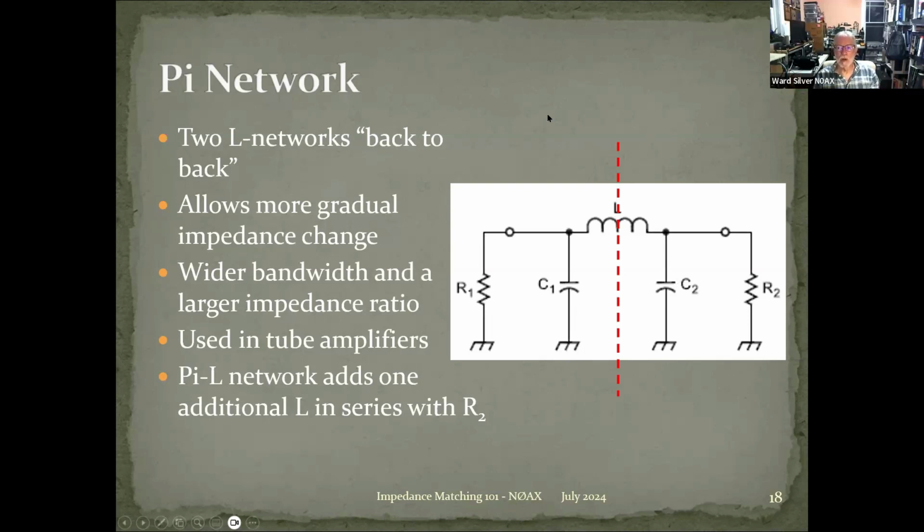Okay, back to our transmission analogy. If you've got a two-gear gearbox, a big one and a little one, at some point you get to the point where one gear is so big and the other one is so small that it's not very effective, and it's lossy and it heats up and all this kind of stuff. The same thing can happen with an L network.